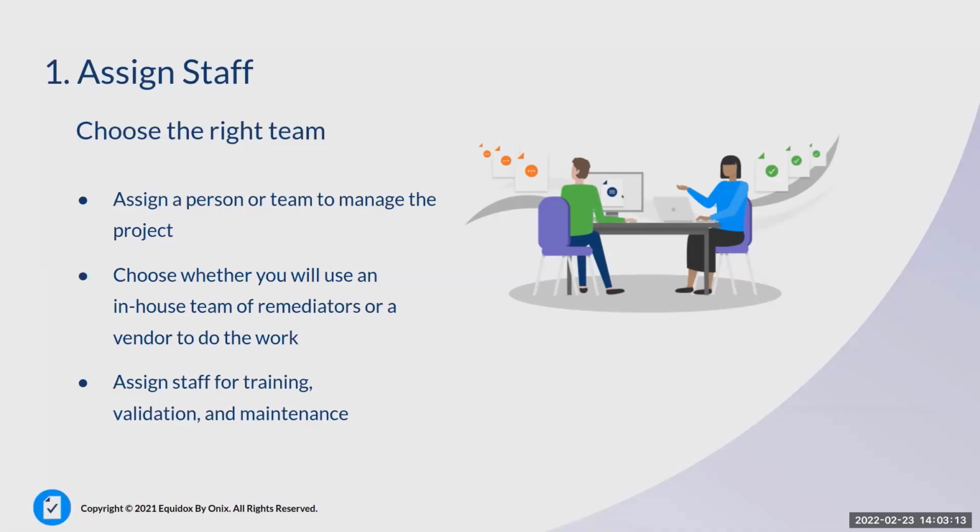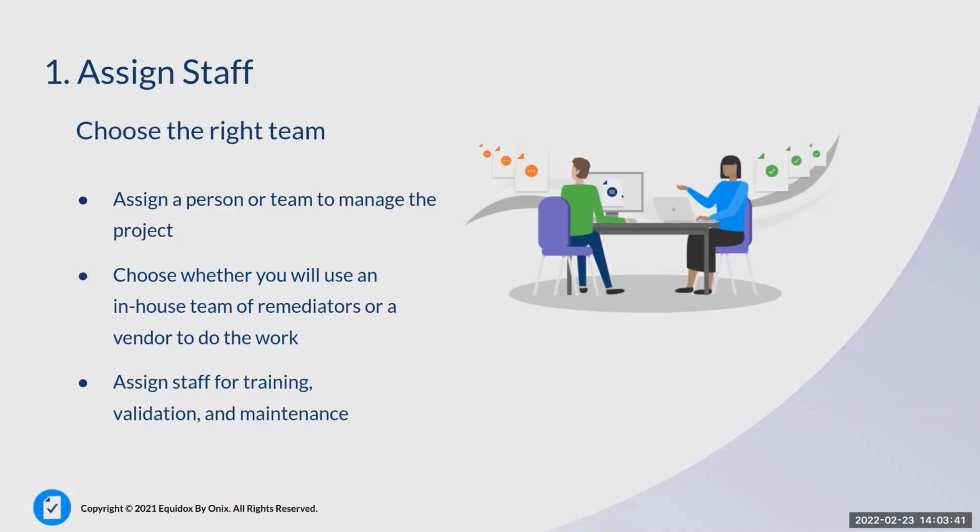Okay, so first, assigning the staff. You really want to choose the correct team. So assign a person or a team to manage the project. Choose whether you will use an in-house team of remediators or a vendor to do the work for you. Also assigning staff for training, validation, and maintenance. It's really important to figure out exactly which departments in your organization are going to take the lead when it comes to managing the PDF content, whether it be on your website or intranet.